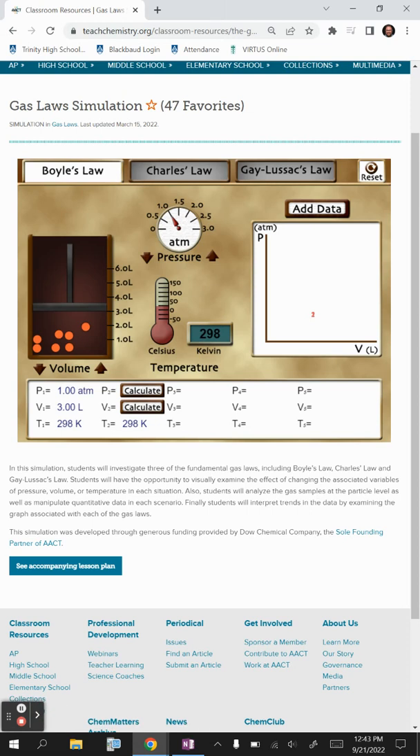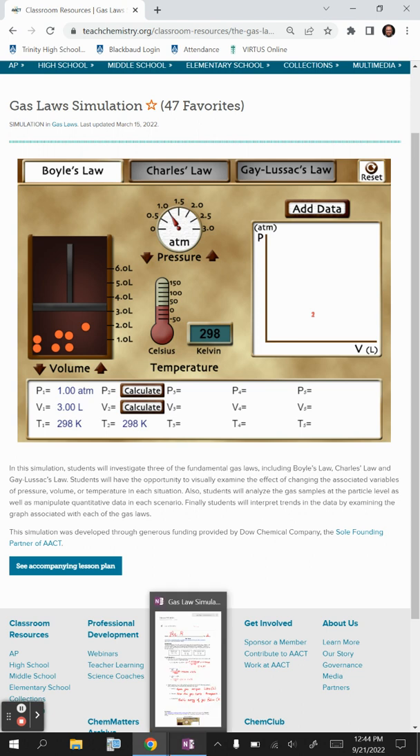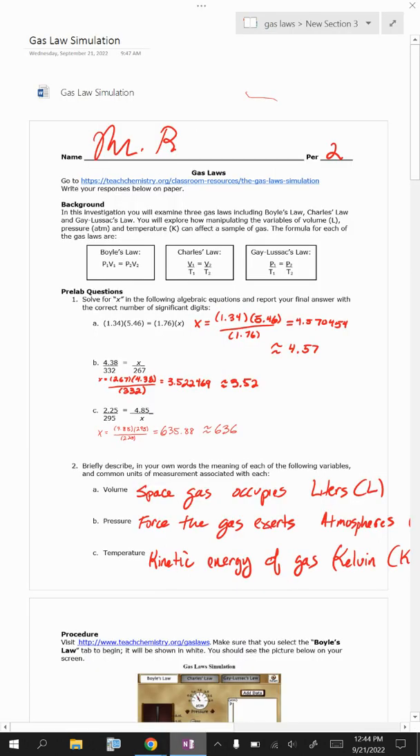Okay, welcome to everything you want to know about gas laws, but we're afraid to ask. We're going to run through the simulation and get some help for you on this project.